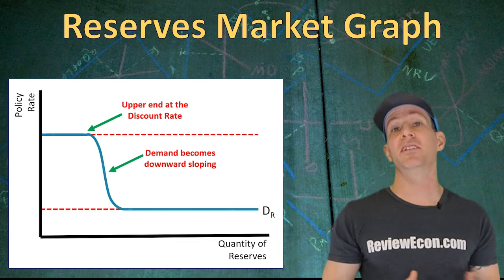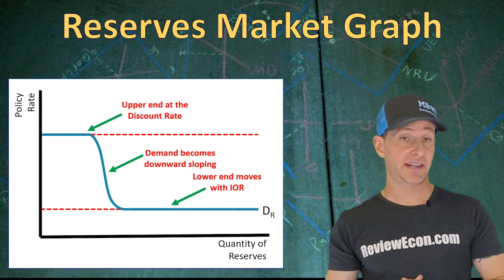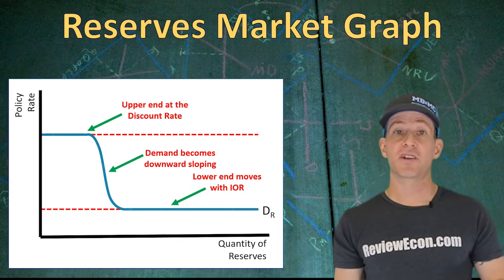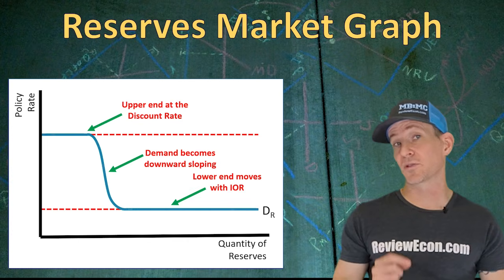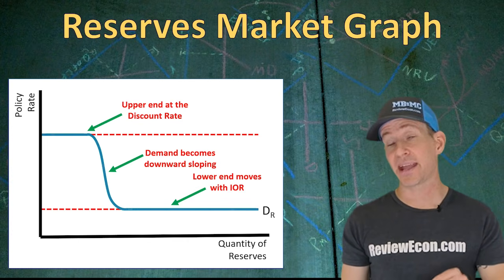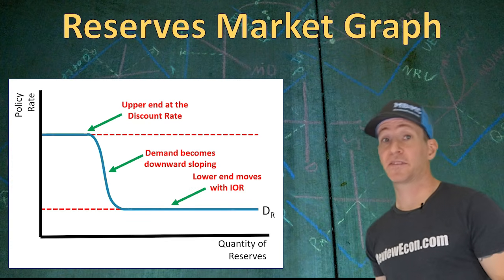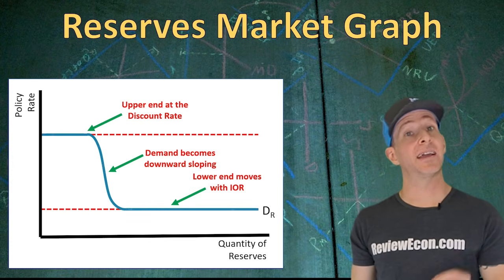And finally, we have a lower end that is also flat, and that part moves with changes in interest on reserves. Interest on reserves is the interest rate that the Federal Reserve or other central banks with ample reserve systems pay banks on their reserves. And changes in that rate move the lower end of the demand curve, up with an increase and down with a decrease.